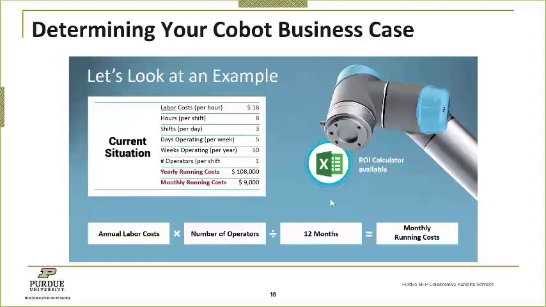Now, if the price tag scares you for the cobots, then you'll be glad to know that there are a couple of different options, such as renting the robot or leasing the robot from different companies, so you don't have to put all that capital up front. You can treat it as an operational expense versus a capital expense.